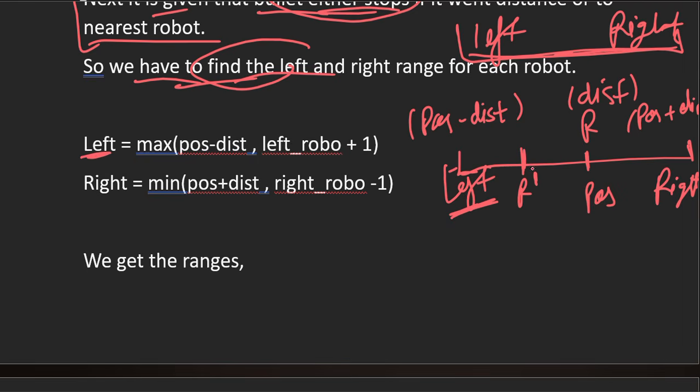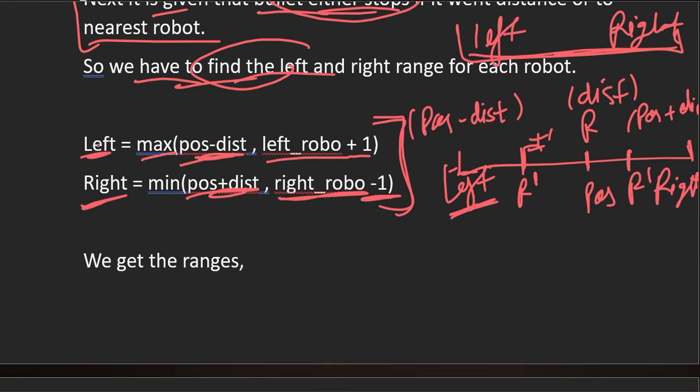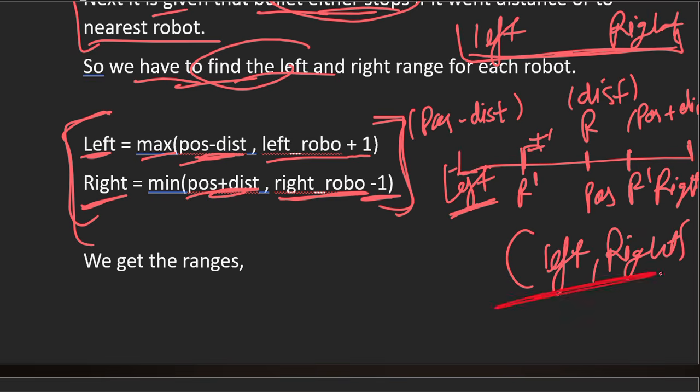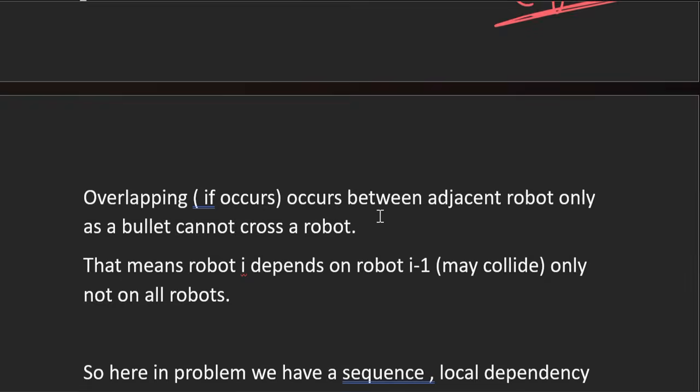So the left range of this robot r is the maximum of position minus distance, or left robot position plus 1, right? And similarly the right range, suppose r dash is present here, is the minimum of position plus distance or right robot position minus 1. So with this we get the range left and right, the range of this robot r in which it can hit a bullet, right?